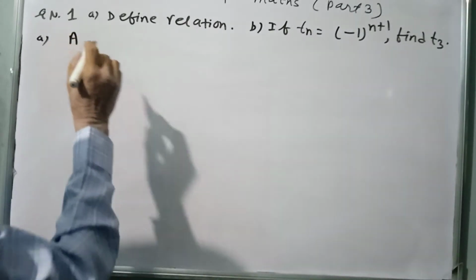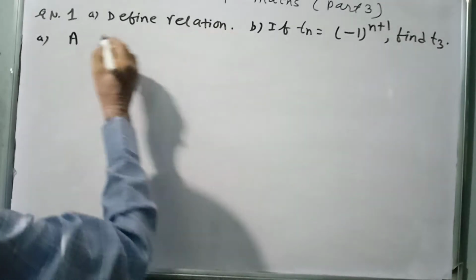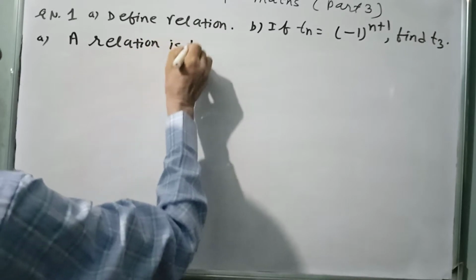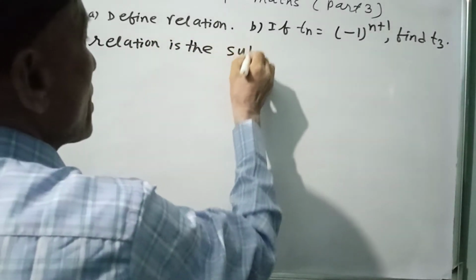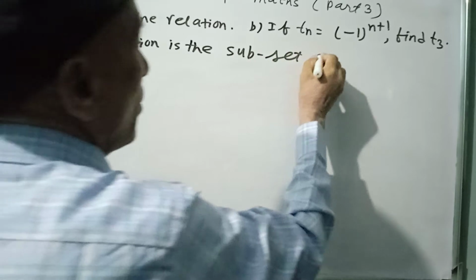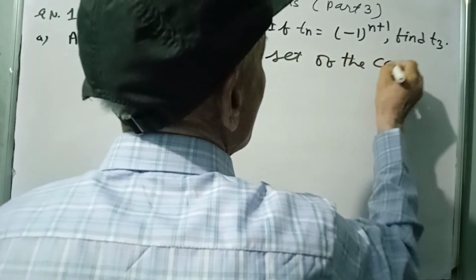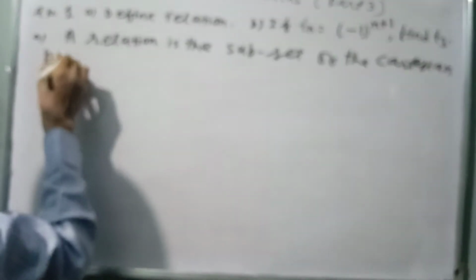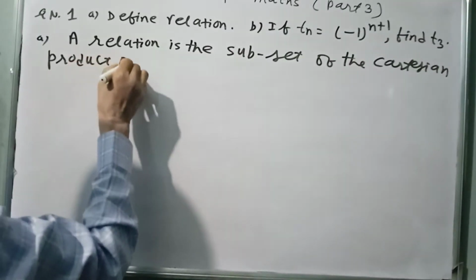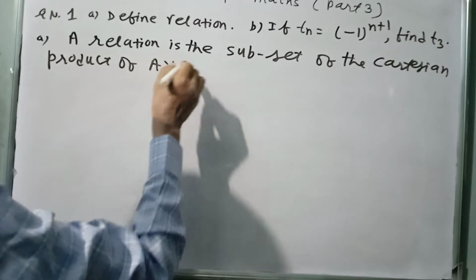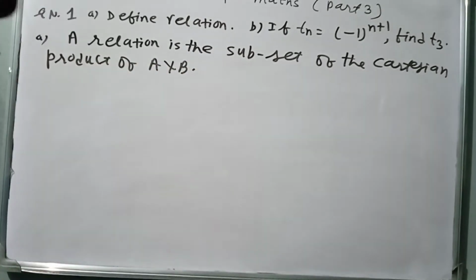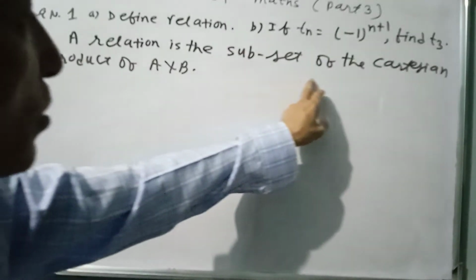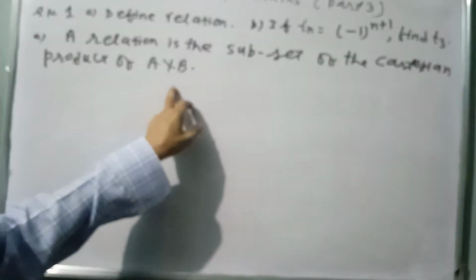Now, without wasting time, I am going to write down relation. Relation is the subset of the Cartesian product of A cross B. The Cartesian product of A cross B is called the subset. So, relation is the subset of the Cartesian product of A cross B.